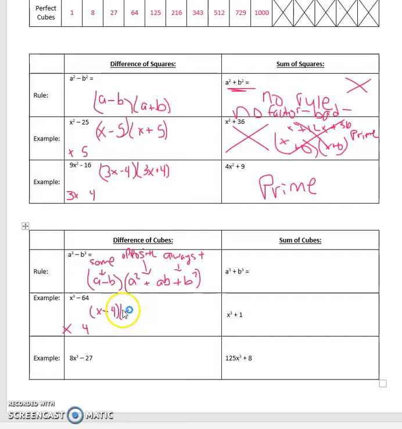So x, we do the same, so there's subtraction here, so minus 4. A squared, so x squared. We do the opposite, so the opposite of subtraction is addition. A times b, so 4 times x, which is just 4x. And then this one's always positive, and it's b squared, so 4 squared is 16. And this is your answer. This is as factored as it's going. Good job.